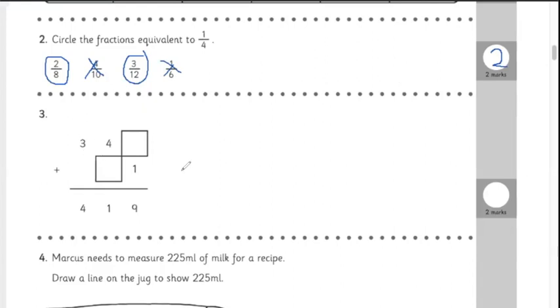Now, it's given us a sum with some digits missing. Now, we can see here, it's an addition symbol because we put our addition symbols in our sums, don't we, Takayoshi? Okay, so what we have to do here, we know that something plus 1 equals 9. So to work out what this digit is, I'm going to have to use my inverse. So I'm going to use 9 take away 1, which is 8.